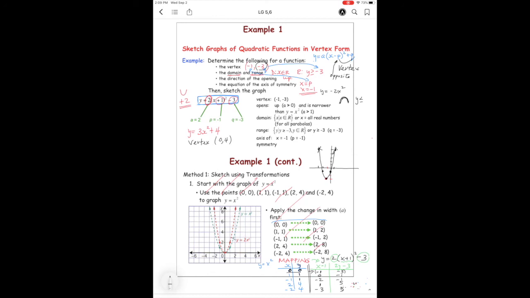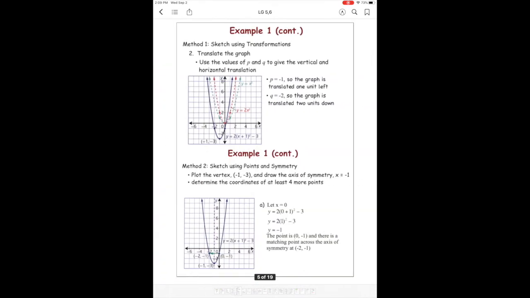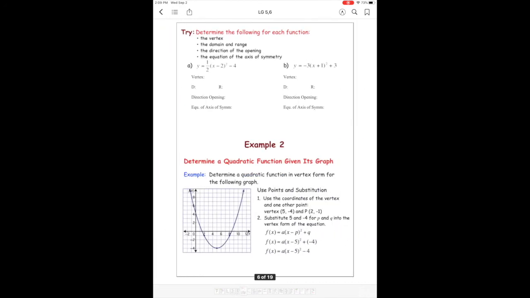Okay, so I would definitely recommend doing any sketches through the, I call it the mapping stage. Okay.